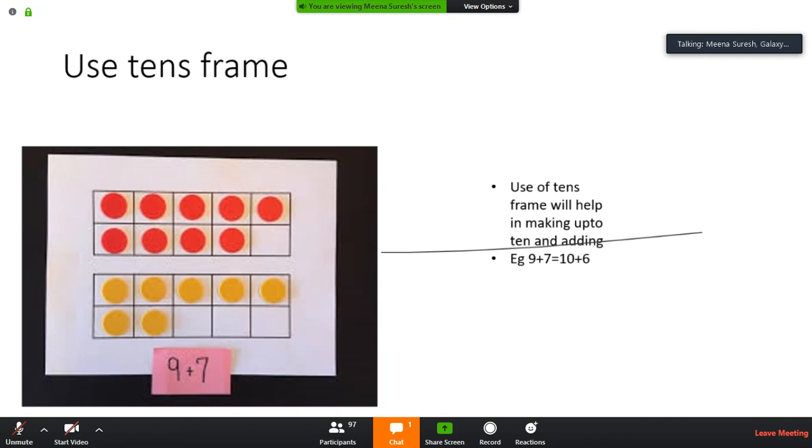I have still not taught them complements of 9 and 7, mind it. But looking at it, the child can see if I place one yellow with the red, that will become 10 and I will be left with 6 here. So the answer is 16. This is a visual strategy which you give them. This helps a child. You will be teaching them this later on. But a visual strategy definitely helps the child. You have to use a tense frame. That is one more strategy you can use.